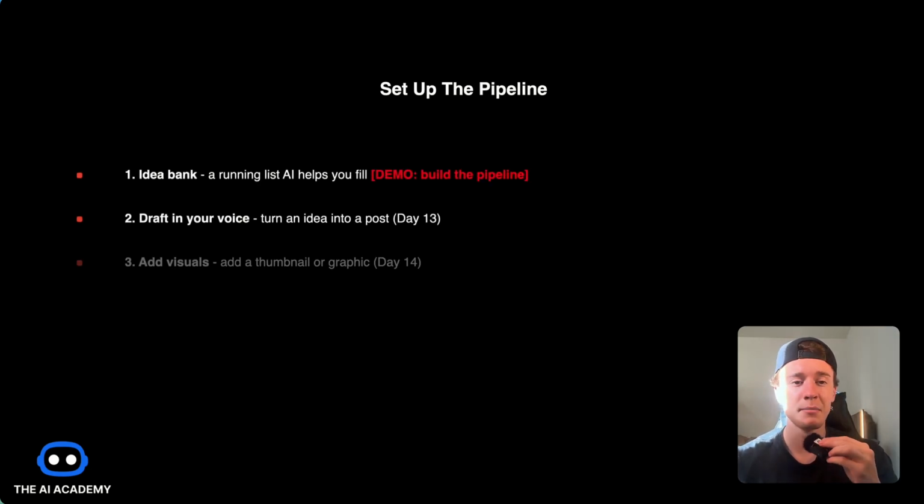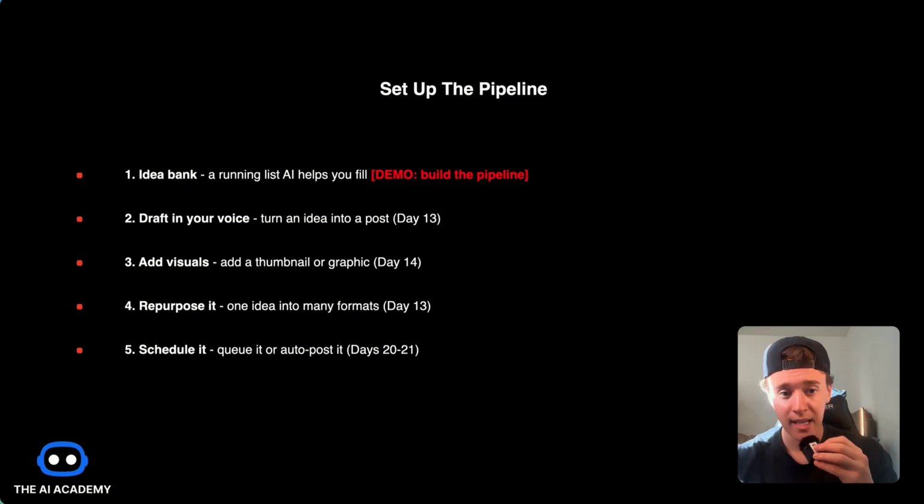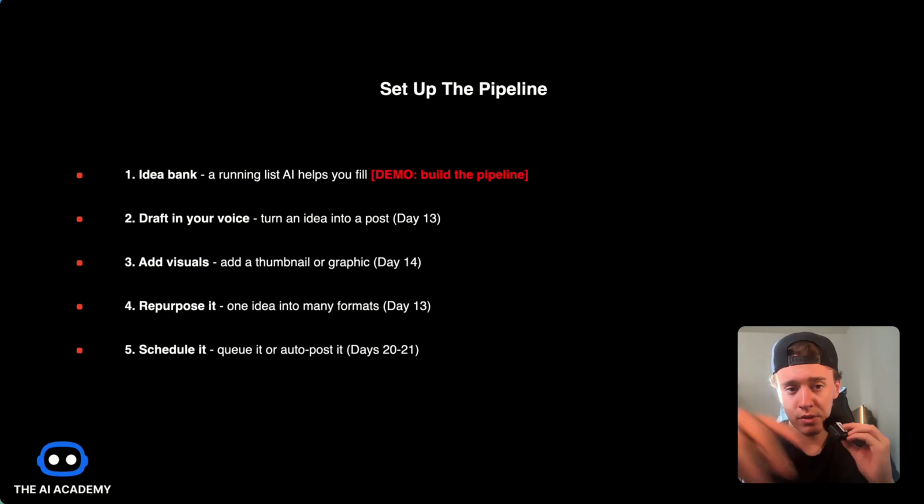Set up the pipeline. So we're going to start with idea banking, a running list AI helps you fill. We're going to draft this in your voice, turn an idea into a post. We're going to add visuals, add a thumbnail or graphic, repurpose it, one idea into many forms, and then we're going to schedule it, queue it to auto post. Which we talked about in days 20 and 21.